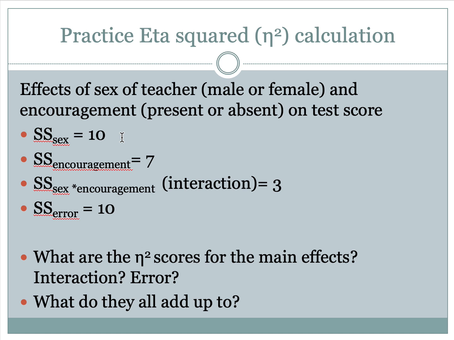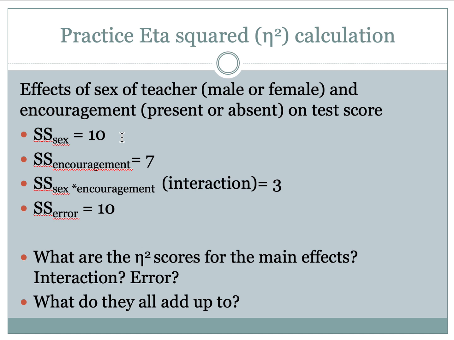If we already said that there was a significant effect of teacher sex on test score, that tells us that scores for people who took a test with a male teacher were different than scores for people who took the test with a female teacher. How much of a difference is us asking what was the size of that effect? So our eta squared score of 0.33, well, what does that number mean?